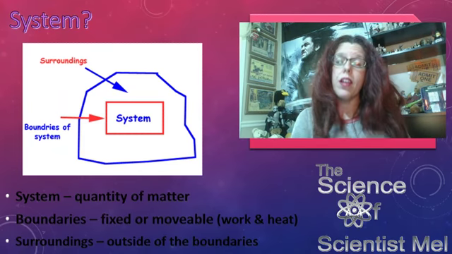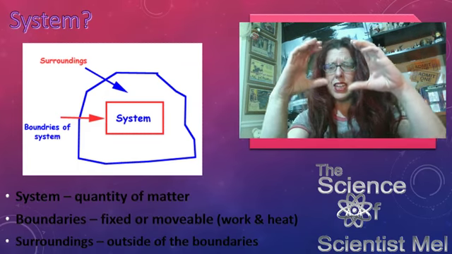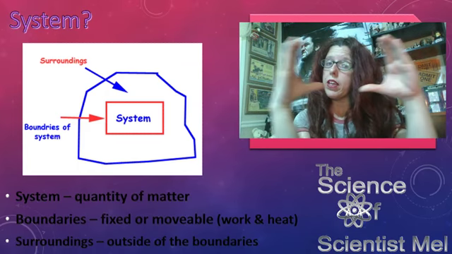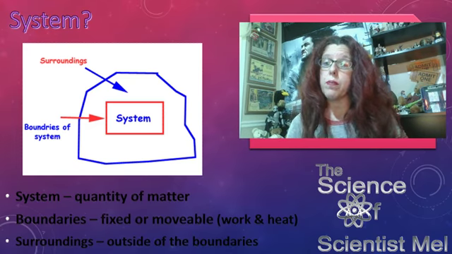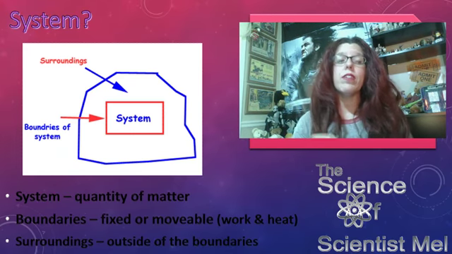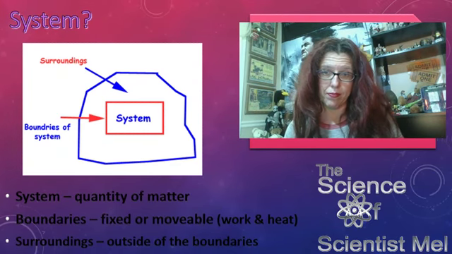So remember, the system's on the inside. We have a boundary drawn around it. It can either be stuck or we can move those boundaries. And work and heat can move across those boundaries or not. And everything that surrounds those boundaries is the surroundings.